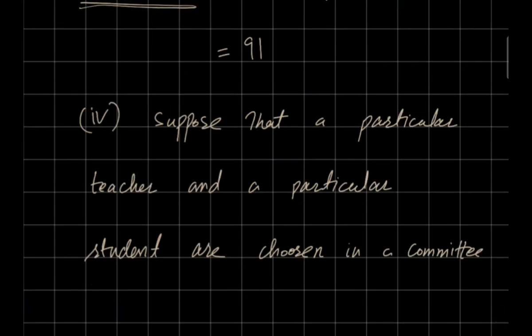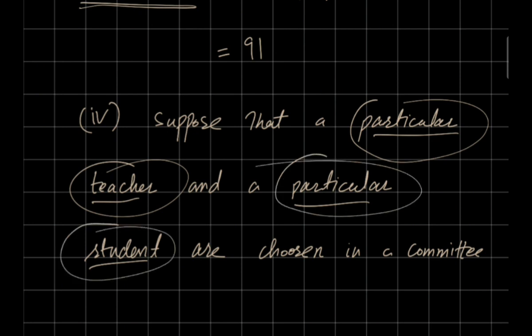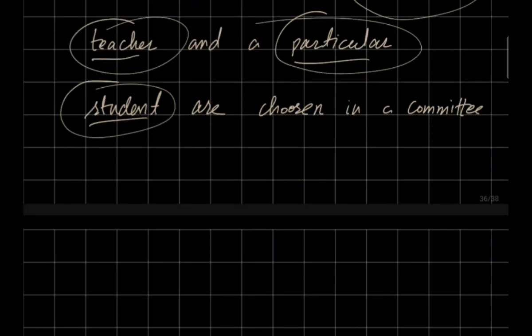So we will suppose that a particular teacher and a particular student are chosen in a committee. Since there are total 4 teachers and we have already picked one teacher, and there are 7 students, we have already picked a particular student. So the remaining teachers are 3 and the remaining students are 6.